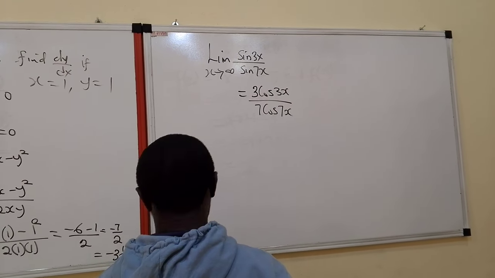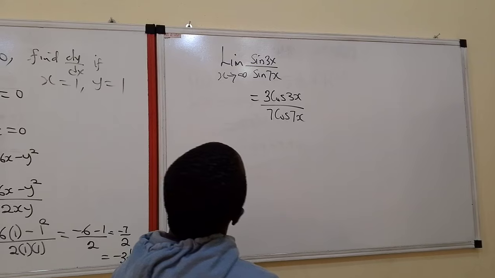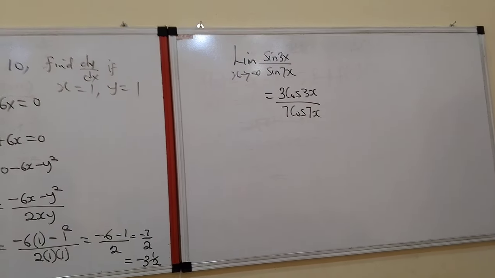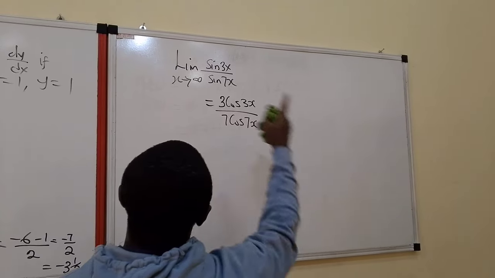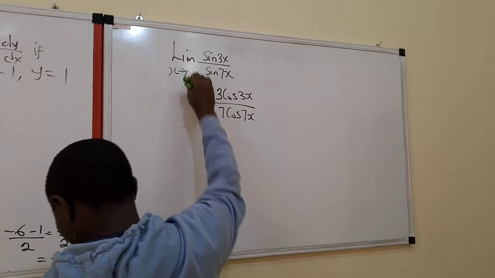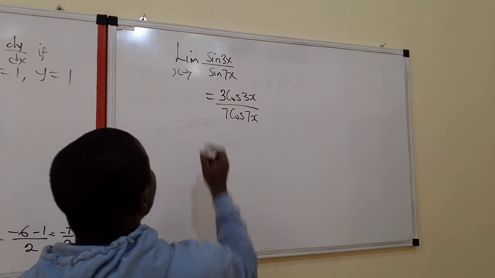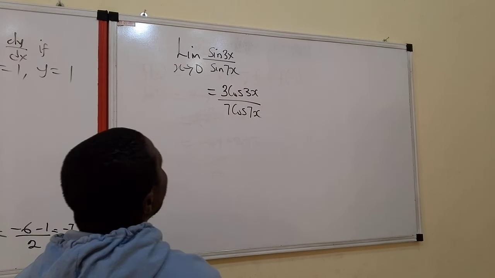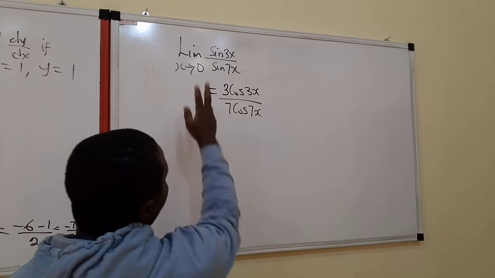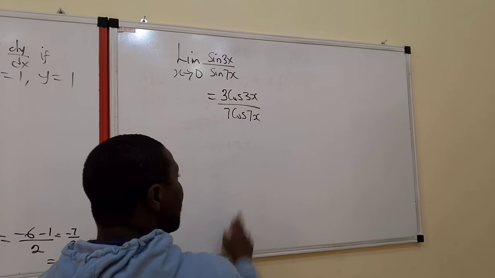okay, x tends to infinity. So let me check. What's this? One question. This is not supposed to be infinity, this is supposed to be 0. Okay. So I've corrected the question. Now this is how it goes.